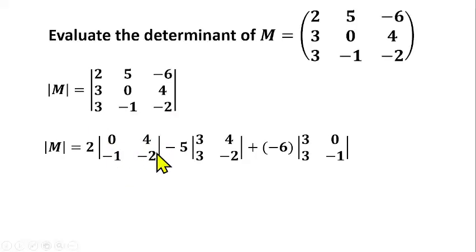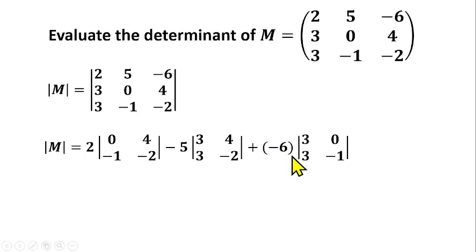So with the determinant, the positional sign of this 5 is minus, so you have minus 5. You write that positional sign with that 5. Then reduce this 3 by 3 matrix to a 2 by 2 matrix, because this element is in the first row, second column. So you close the first row, close the second column. You have 3, 4, 3 and minus 2, which is what you're having here. Then the positional sign of this minus 6 is plus, so you have plus. Then you write the minus 6.